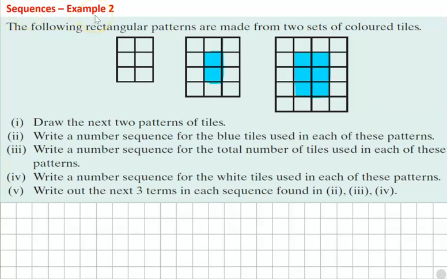Sequences, example 2. The following rectangular patterns are made from two sets of coloured tiles. So this is term 1, this is term 2, and this is term 3. We want to draw the next two patterns of tiles, write the number sequence for the blue tiles used in each of these patterns, write a number sequence for the total number of tiles used in each of these patterns, write a number sequence for the white tiles used in each of these patterns, and write out the next three terms in each sequence found in part 2, part 3, and part 4.